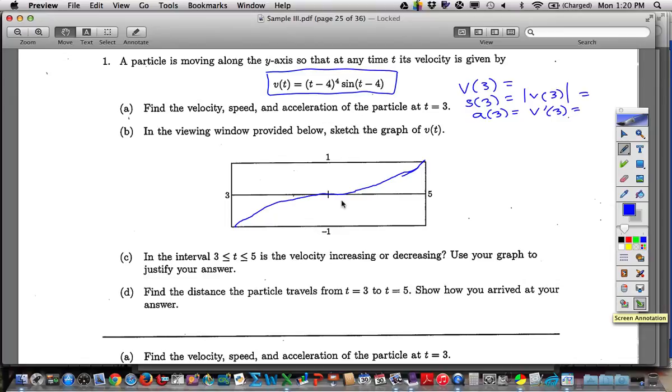Now, is the velocity increasing or decreasing? This is the velocity. Increasing. Use your graph to justify. I'm reading in the book, here's what they say. Its graph is rising throughout the interval. I thought that would be a confusing one because you think there's no way. This is way too easy. They must want something else.